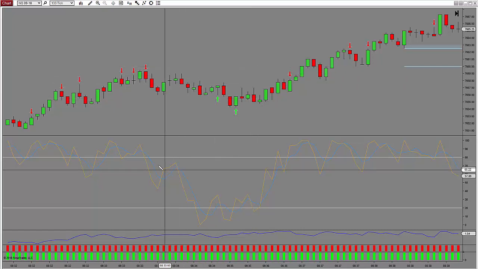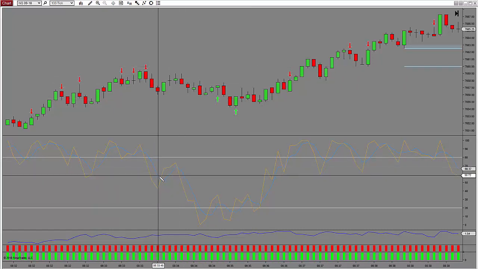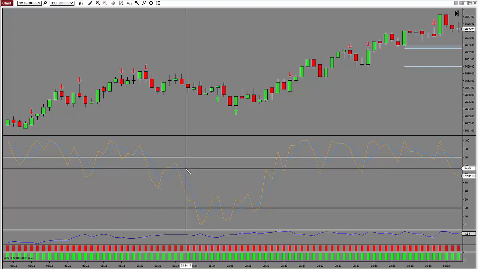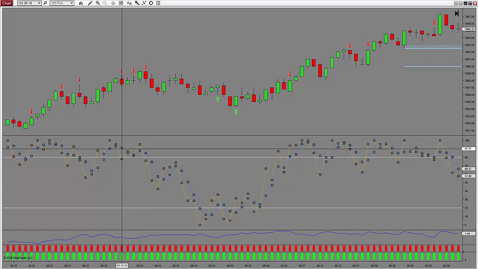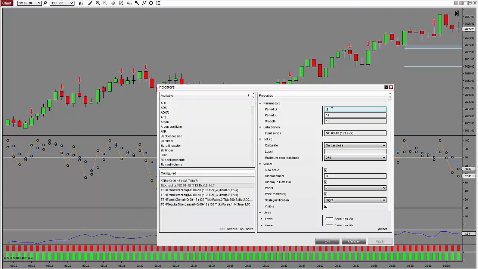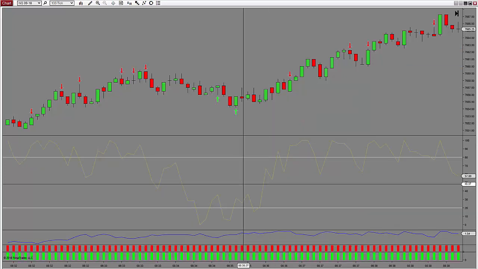Okay, and then you have your %D, which is this blue line, and all that is, is just a moving average of K. So, frankly, in my personal opinion, %D means zippo. So I'm going to remove it. To do that, just make it a 1. That makes it a 1 period moving average, which is going to be equal to K. And there we go. Okay, so how do people use stochastic?